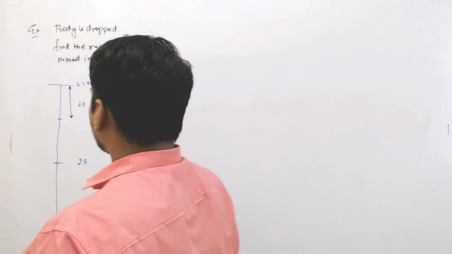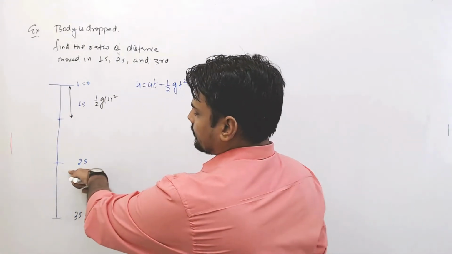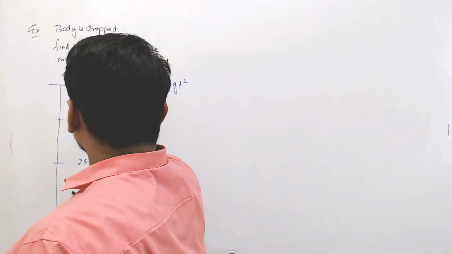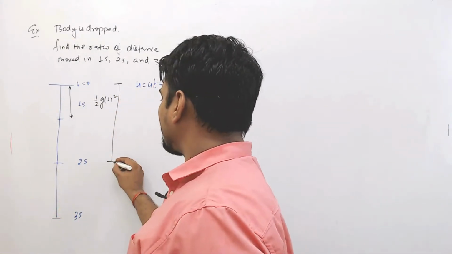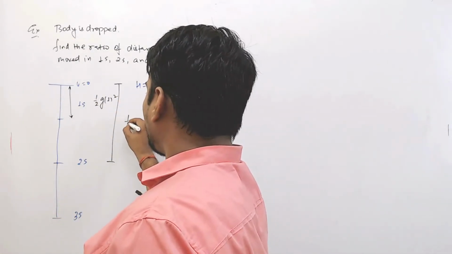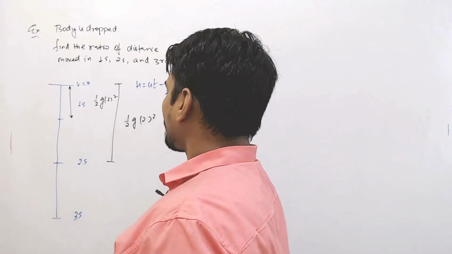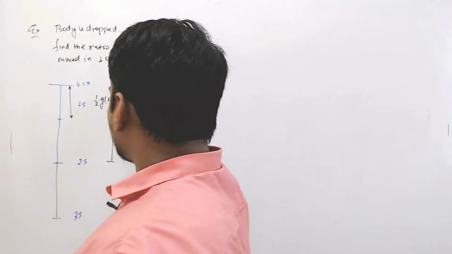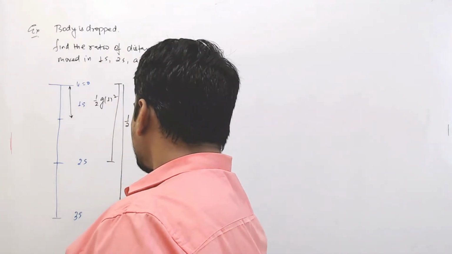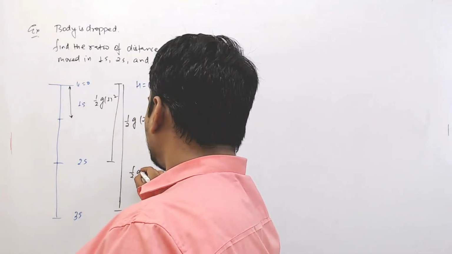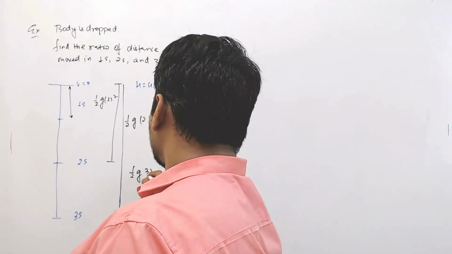Now, the length that it covers in 2 seconds. Let's suppose from here to here in the 2 seconds. That would be how much? Half g, t is how much? 2 whole square. And in 3 seconds, that is from here to here, total distance, that's going to be how much? Half g, 3 square, no? So that is going to be like this.